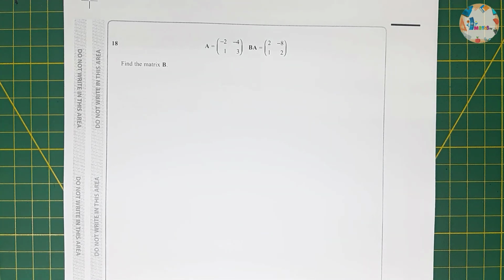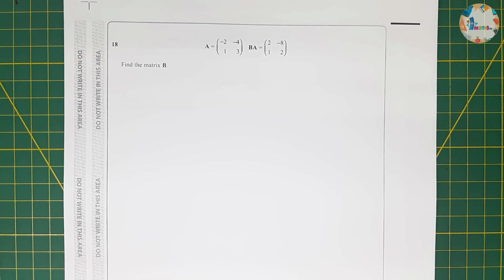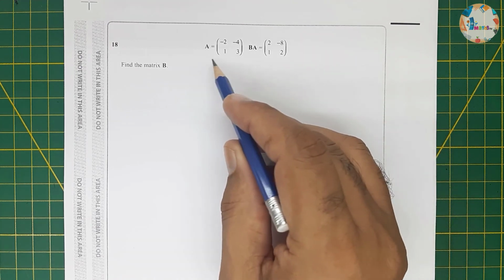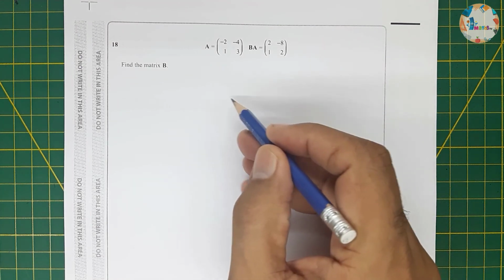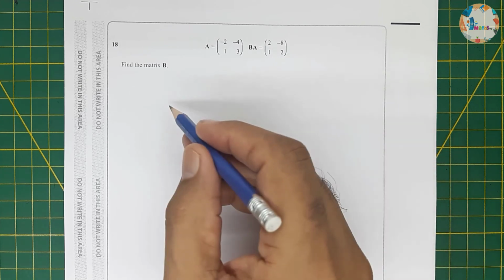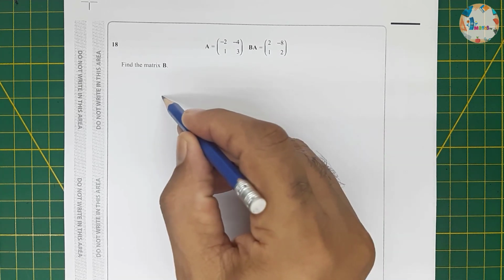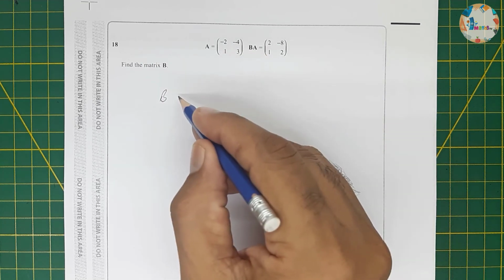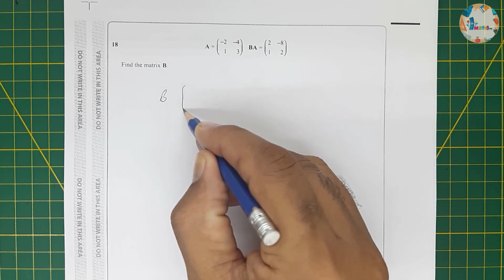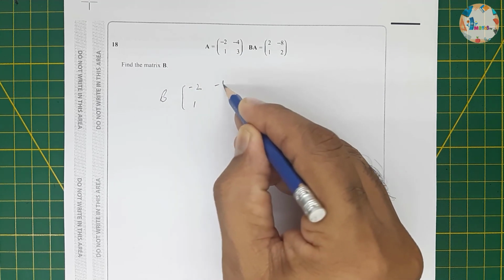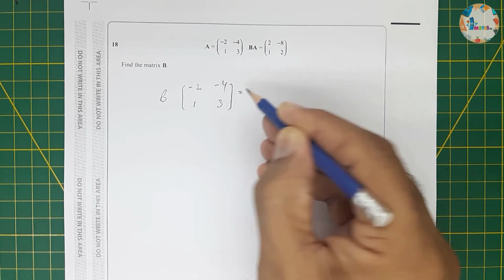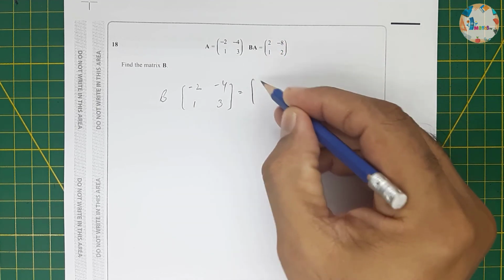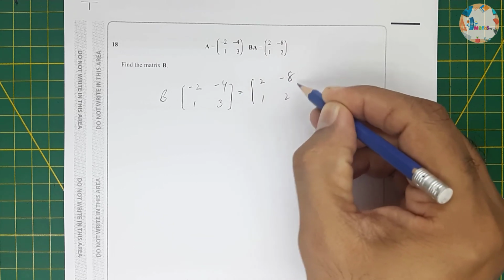Now this is question number 18, which is a matrices question. Find the matrix B. We can use this information given, A is equal to this and B is equal to this, to solve this question. So we can write B, and A we can replace with this value, which is minus 2, 1, minus 4 and 3, and this is equal to this side, which is 2, 1, minus 8 and 2.